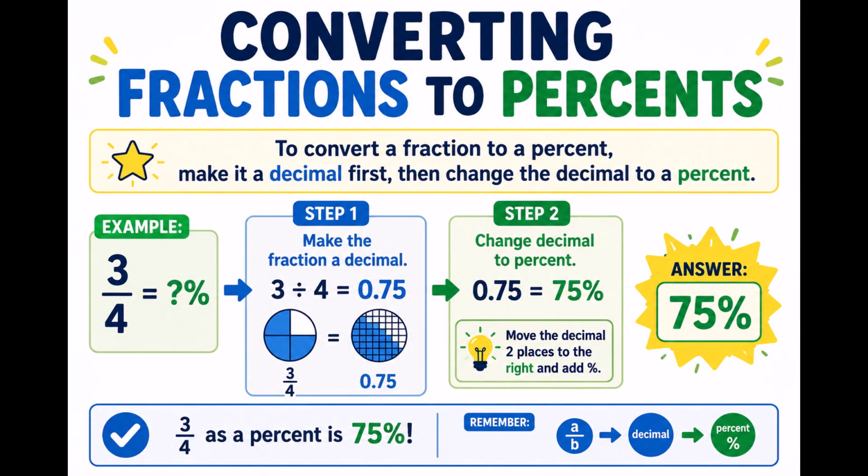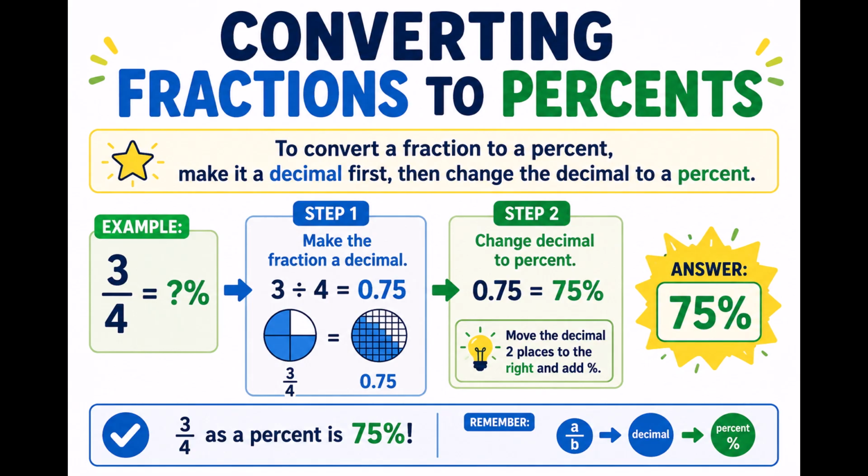Now let's learn how to convert a fraction into a percent. Remember, a percent means out of 100. To change a fraction into a percent, we first change it into a decimal. Then we change the decimal into a percent. Step 1, turn the fraction into a decimal. Divide the numerator by the denominator. For example, 3 divided by 4 equals 0.75. Now we have the decimal.